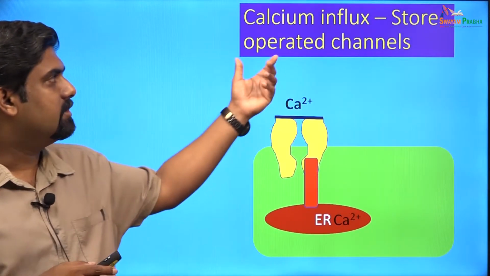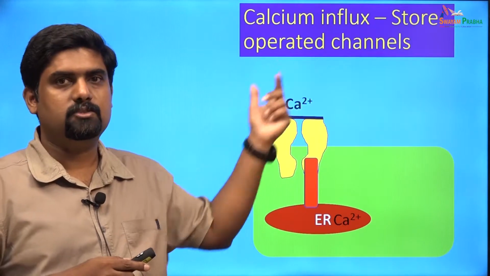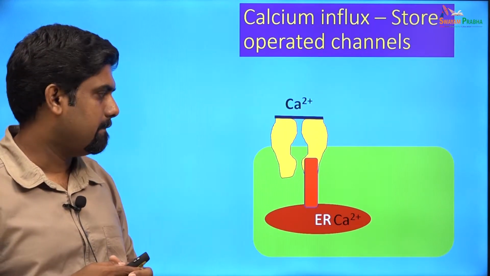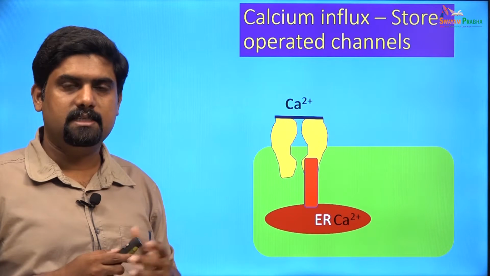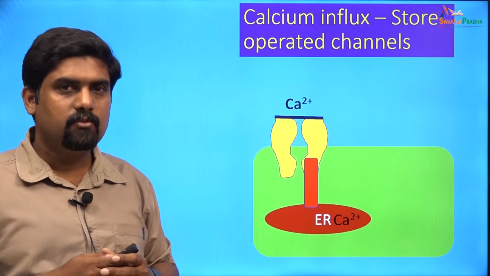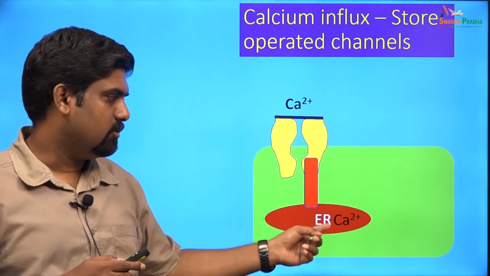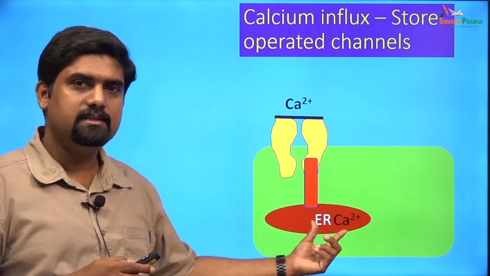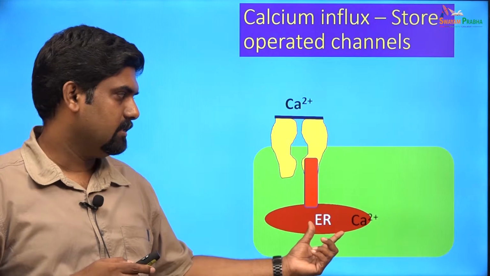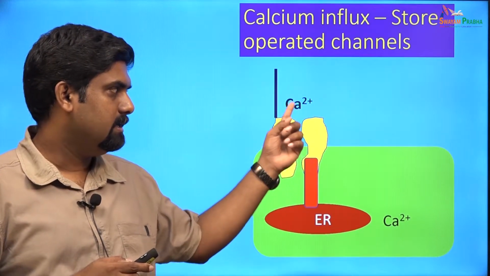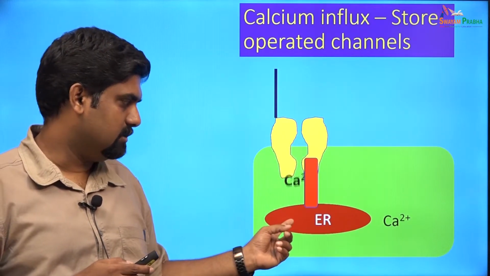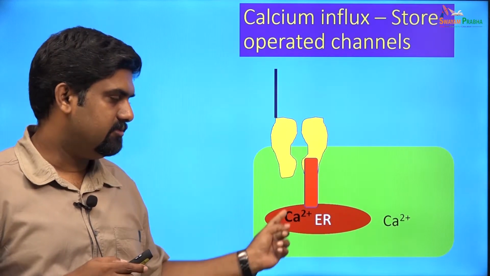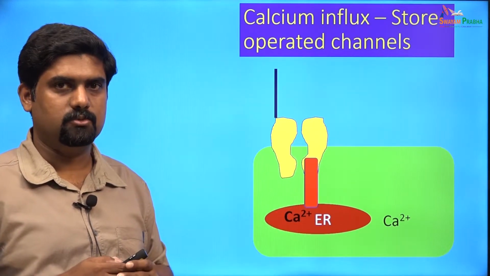Now, another calcium influx pathway for the cell is through something known as the store operated calcium channels. These channels are seen in cells like T lymphocytes, and when the calcium is depleted from the endoplasmic reticulum, these calcium channels open and there is a calcium influx into the cell, which then refills the endoplasmic reticular calcium stores.